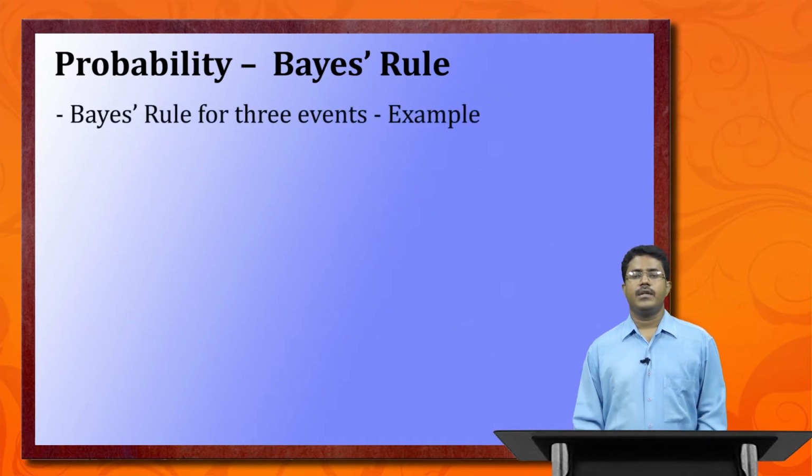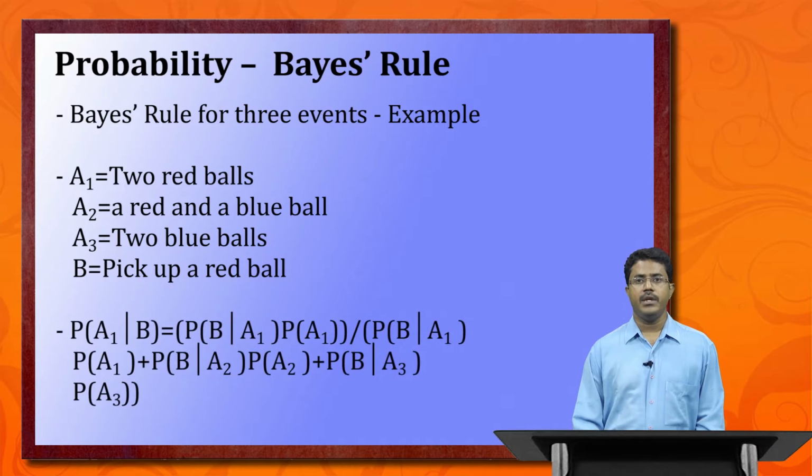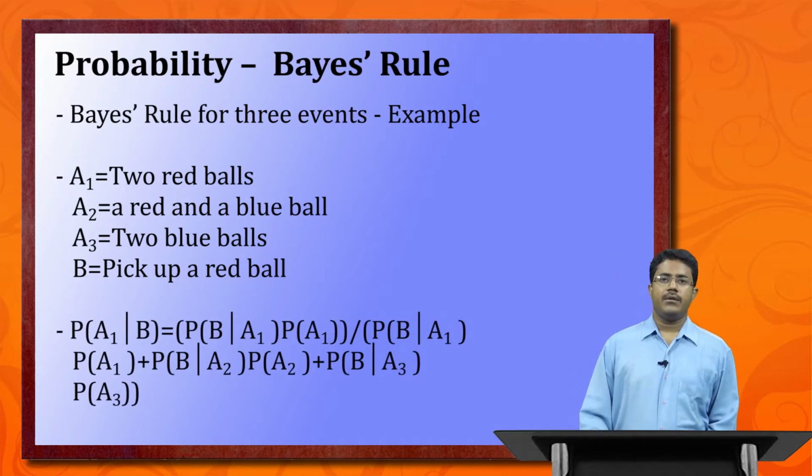So Bayes rule for three events. We have already mentioned the events A1, A2, A3 and event B, that we pick up a red ball. In that case we calculate P(A1 given B). So for P(B given A1), that means event A1 has occurred, that we have already picked up a red ball from the box of two red balls, then the probability of B, picking up a red ball, is 1.